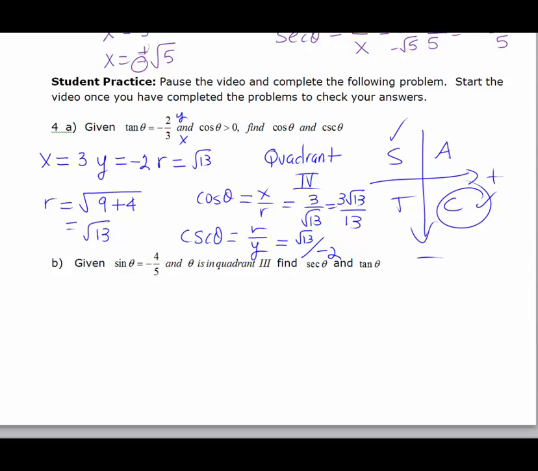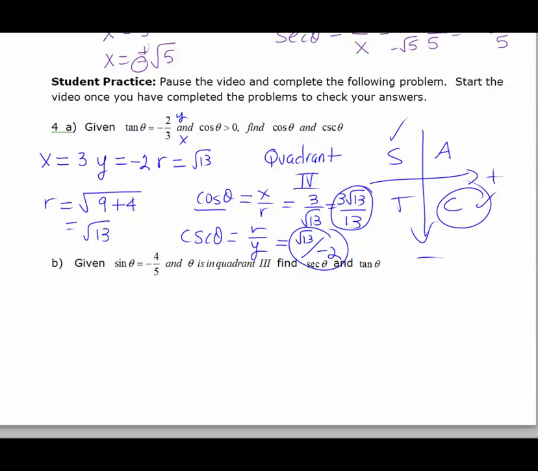Okay, and let's just double check our answers. We have cosine, and we have a positive value of cosine. Theta, we said, was in the fourth quadrant, and cosine is positive in the fourth quadrant. Cosecant is 1 over the sine, and so we have that as a negative value, and when you're in the fourth quadrant, sine is negative, and so is its reciprocal, so the signs are correct.